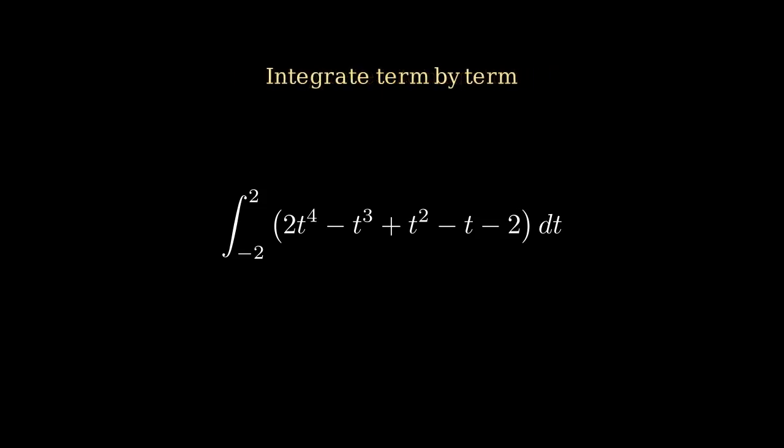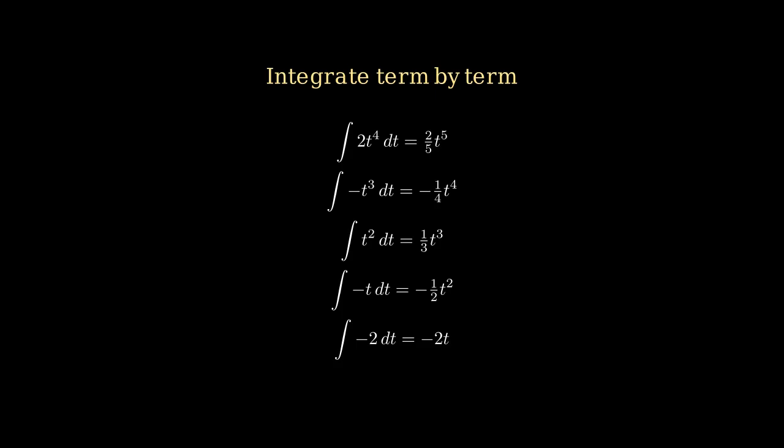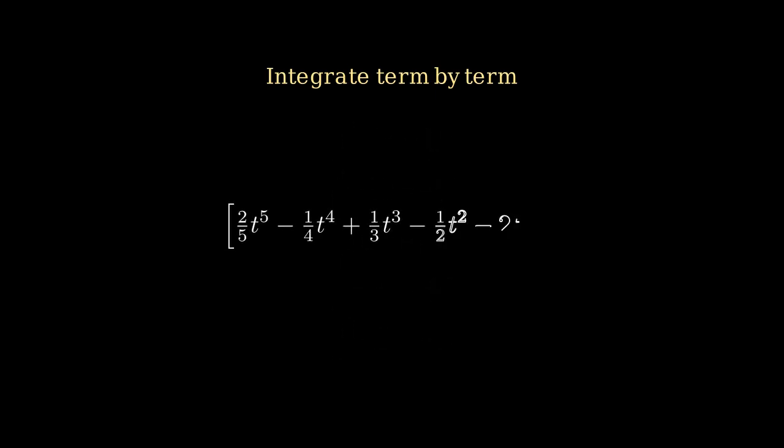Step 6. Integrate term by term. The integral of 2t to the fourth is 2/5 t to the fifth. The integral of minus t cubed is minus 1/4 t to the fourth. The integral of t squared is 1/3 t cubed. The integral of minus t is minus 1/2 t squared. And the integral of minus 2 is minus 2t. So we get the antiderivative 2/5 t to the fifth minus 1/4 t to the fourth plus 1/3 t cubed minus 1/2 t squared minus 2t, evaluated from -2 to 2.